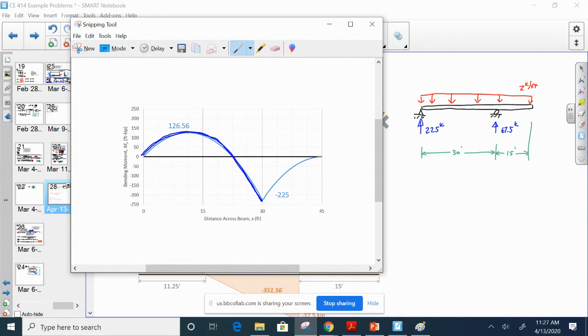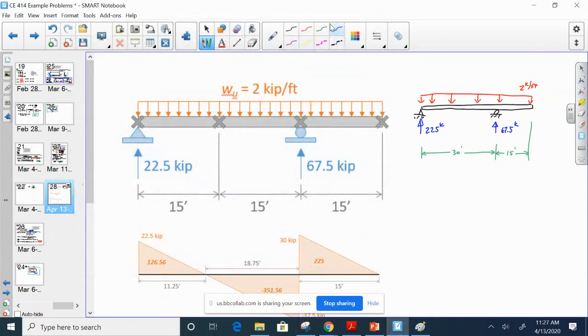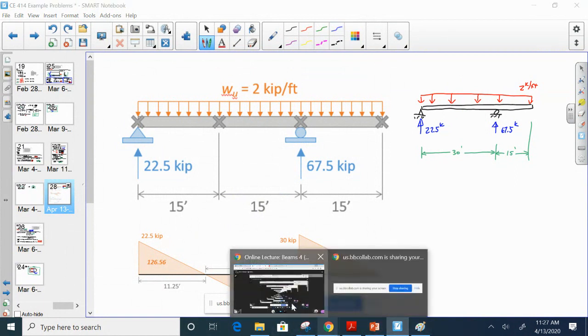Because remember, how do we determine how many moment functions we need? We cut a section. And so if I cut a section like here and look to the left, I see a reaction and a distributed load. What about if I cut a section here and look to the left? I see a reaction and a distributed load. Reaction, distributed load, reaction, distributed load. How many sections do I need to cut to fully define this moment diagram? It's not 3. We'll need 3 CB values, but we don't need 3 functions.